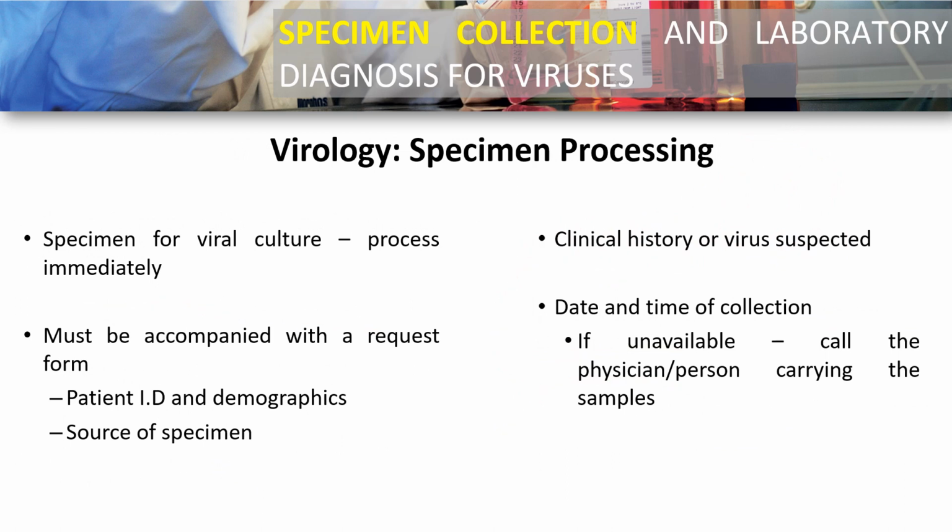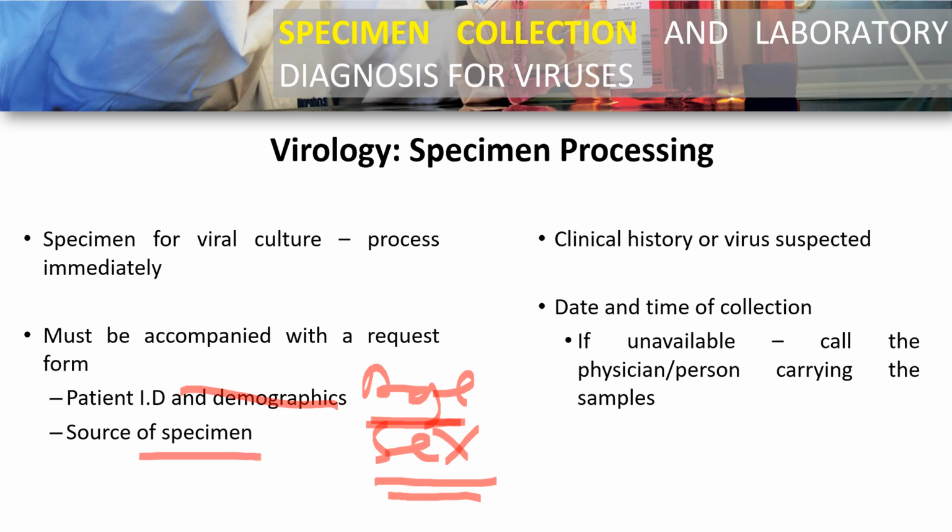So for the specimen of viral culture, yun nga sabi ko kanina, class, paki-highlight na lang din, process immediately, must be accompanied with a request form pagdating sa laboratory with the patient ID and demographics. Demographics, class, include age, tapos syempre sex. And source of specimens. So, dapat nakalagay. Okay? Kasi pagdating sa laboratory, class, halos sa mga clinical samples, except blood of course, because alam naman natin kung blood siya or not, but other clinical samples have the same appearance. Kaya dapat nakalabel talaga siya kung ano ang source of specimens. Kung CSF ba or urine.